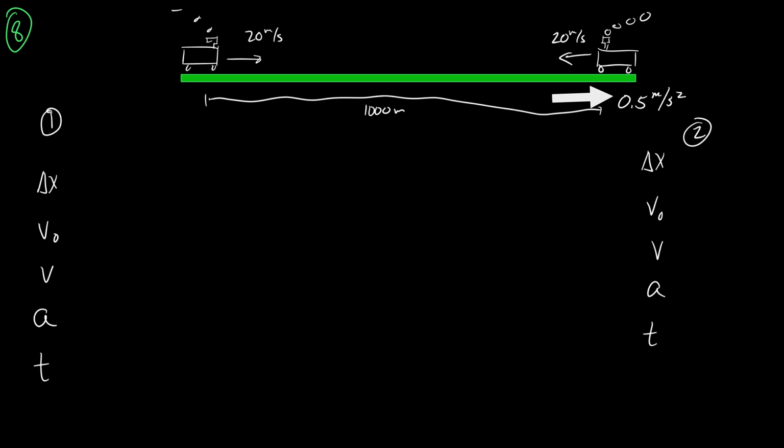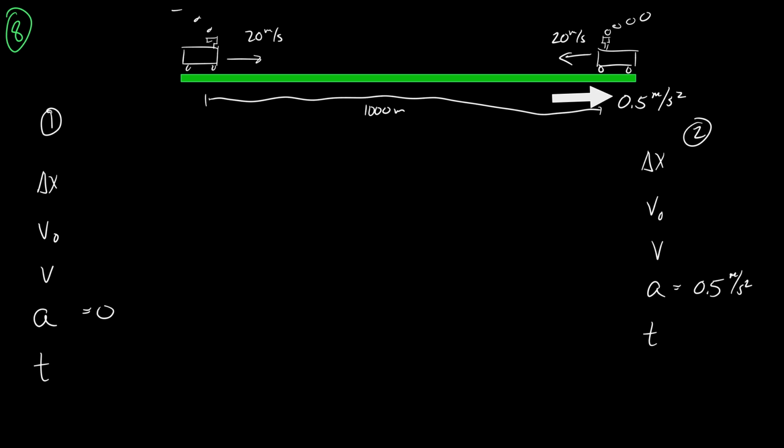So while train 1 has no acceleration, train 2 has an acceleration of 0.5 meters per second squared. So these are separate objects. They get separate motion relationships. That all make sense? All right, so now that that is out of the way, let's go down and figure out all the stuff for train 1.